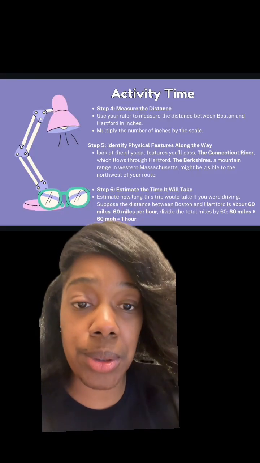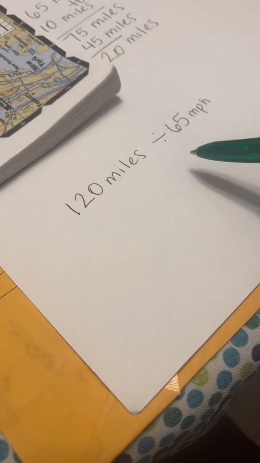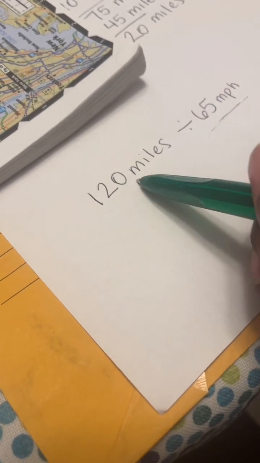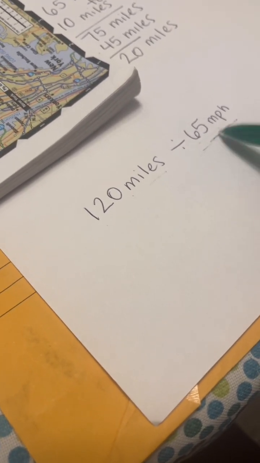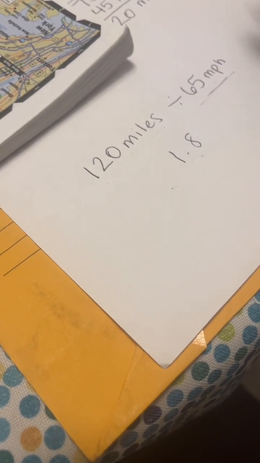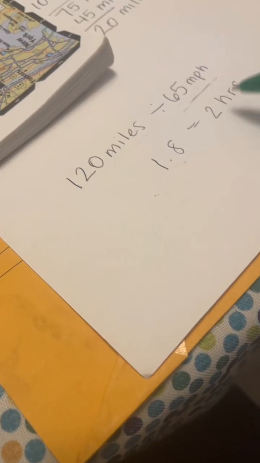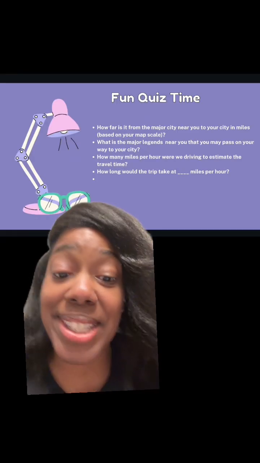Then next we'll estimate the time it takes to travel. So the speed limit is 65 miles per hour. So we're gonna do 120 miles divided by 65 miles per hour. So on the calculator, that comes out to 1.8. So approximately 2 hours to get from Boston to Hartford, Connecticut.